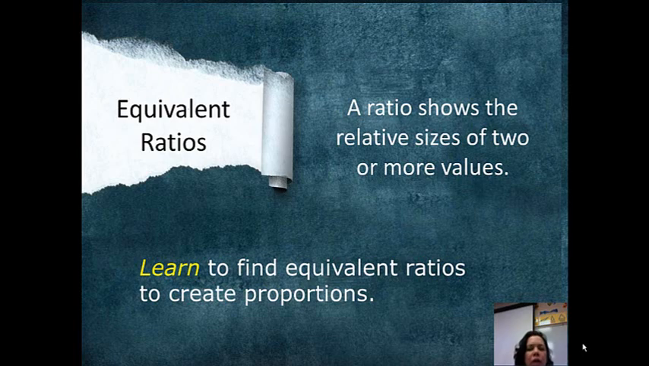So you would get 2 measuring cups and pour each glass into a separate measuring cup, and if they both measured up to 2 cups of water, then your glasses would be filled with the equivalent amount of water. They would have the same amount. So that's what we're going to do now with numbers. A ratio shows the relative size of 2 or more values. So we're going to learn how to find equivalent ratios and to create proportions.